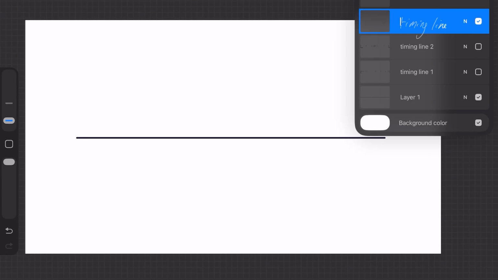Something I like to do is create timing lines. I don't think these are the traditional timing lines. This is stuff that I've picked up over years from watching YouTube videos and just experimenting on my own. So the timing lines I'm talking about, this means that I'll go on my staging line and create a new layer and put 12 lines at the bottom.